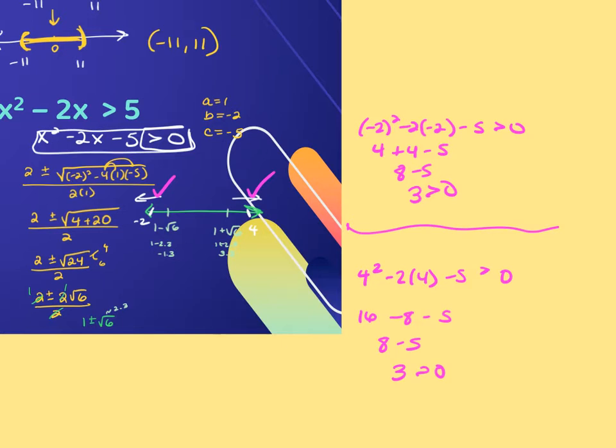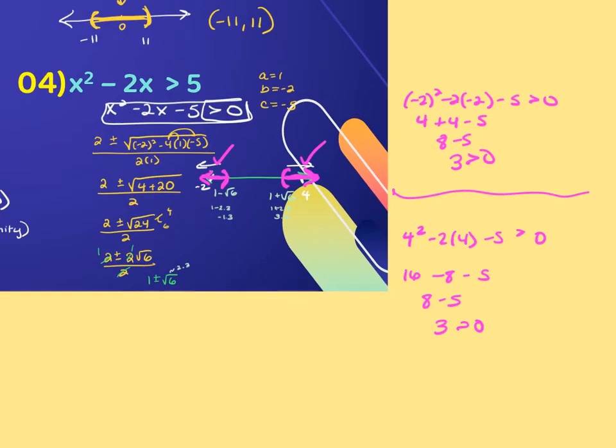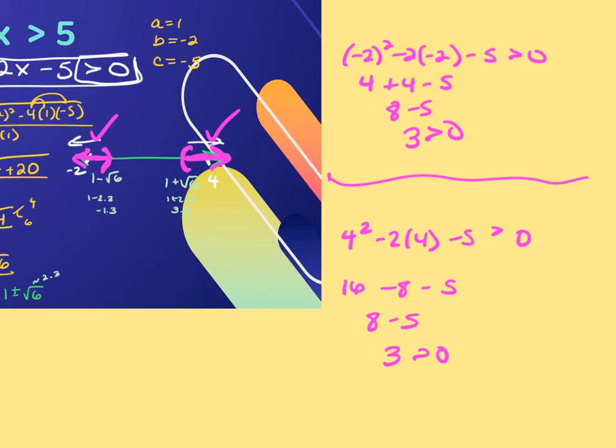So then I know the or is on both. It points out parentheses because it's not an or equal to statement. And my interval notation is negative infinity to 1 minus root 6 with a parenthesis, union 1 plus root 6 to positive infinity.